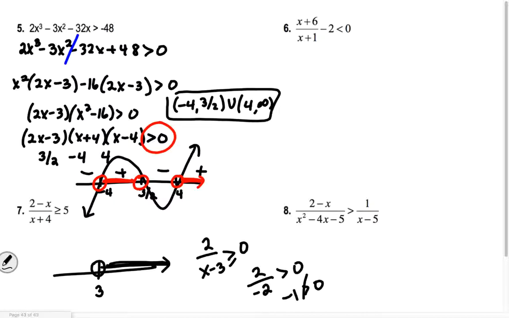So in that case, we would put an open circle there. So we're going to have to be careful with our closed and open circles too. We have to think about, do they really make this inequality true, or does it make it undefined?